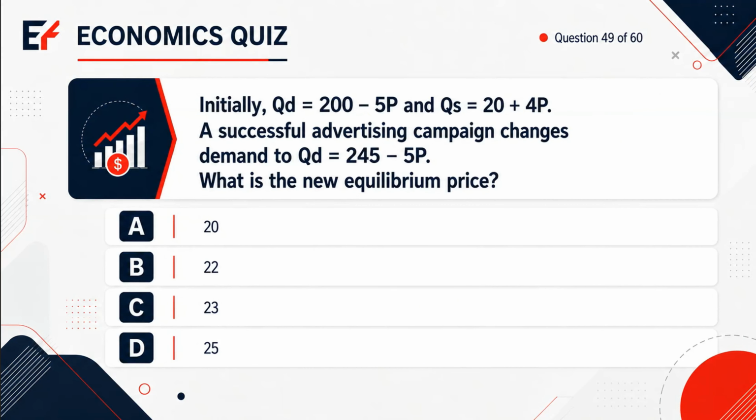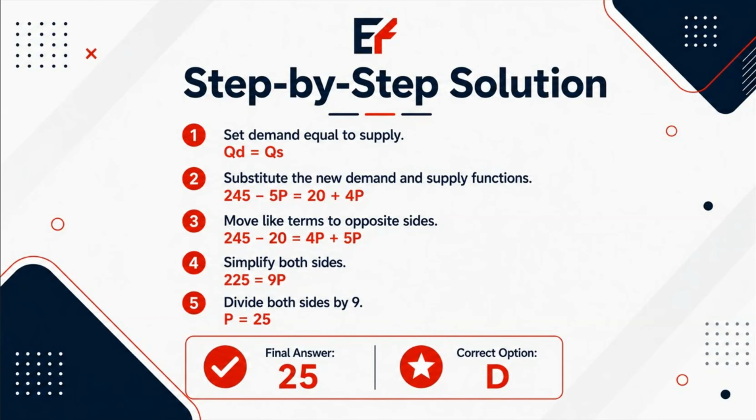Question 49. Initially, quantity demanded equals 200 minus 5p, and quantity supplied equals 20 plus 4p. A successful advertising campaign changes demand to quantity demanded equals 245 minus 5p. What is the new equilibrium price? A. 20, B. 22, C. 23, D. 25. The correct answer is D.